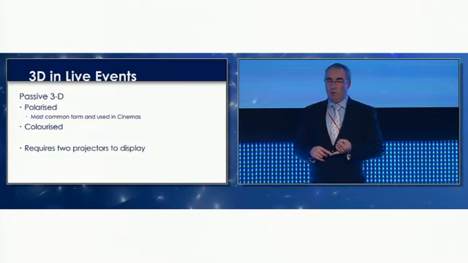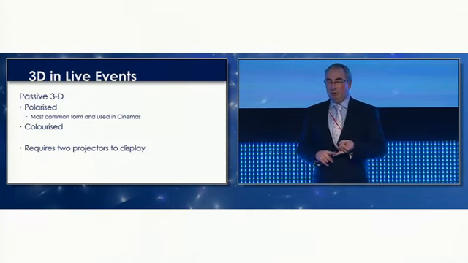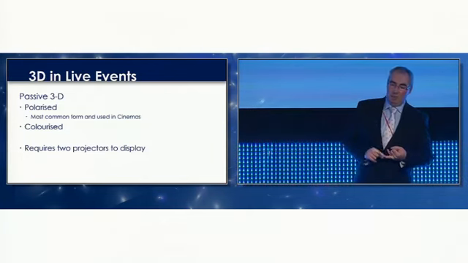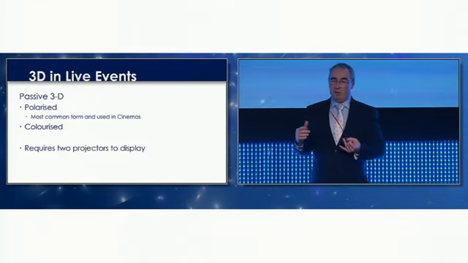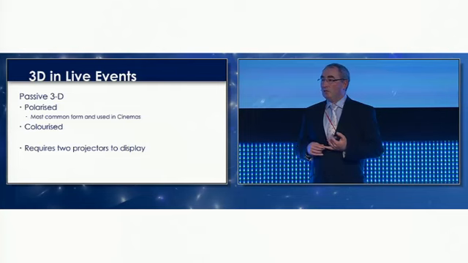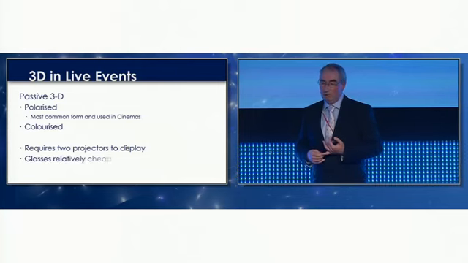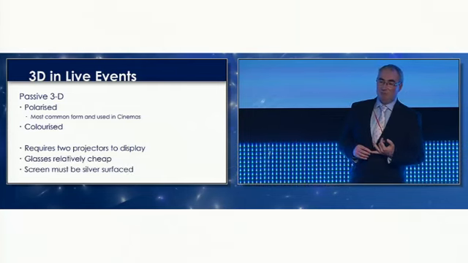One is horizontally polarized, the other is vertically polarized. On the glasses, they have a diagonal upwards for one eye and downwards for the other eye. Now, the glasses for polarized, for passive, are cheap and they're disposable. They cost about 75 pence each.